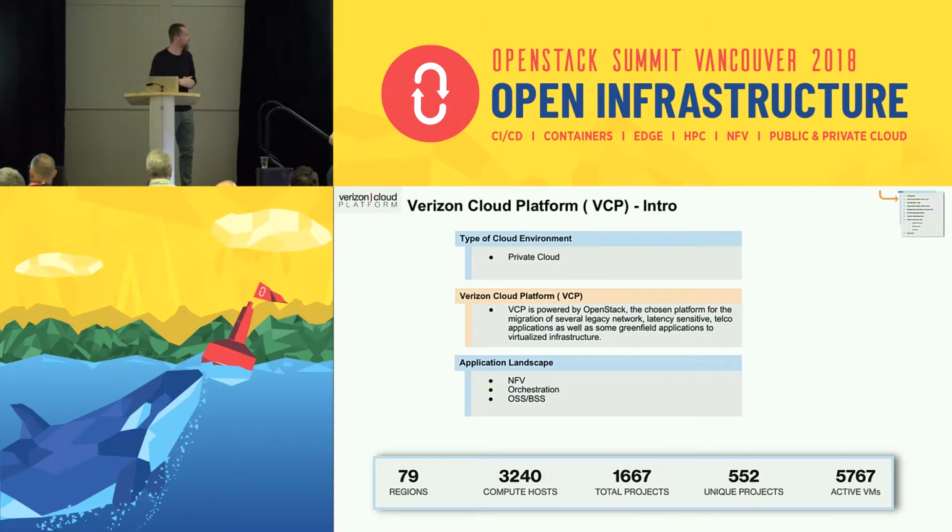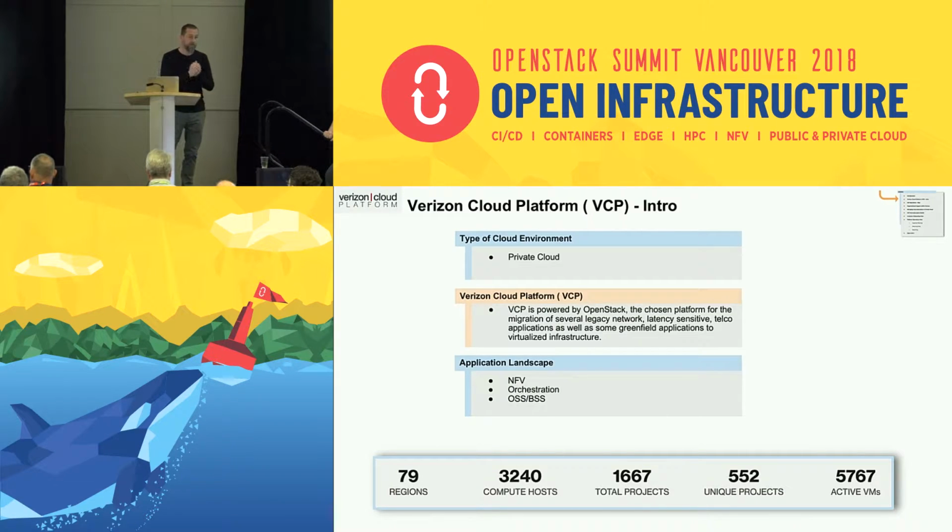So what is Verizon Cloud Platform? It's a private cloud, an infrastructure that is powered by OpenStack. We've chosen that as our VIM. It is basically a federation, so we've got multiple VIMs across the globe. It is built for NFV, and it is built for orchestration, OSS, and BSS.